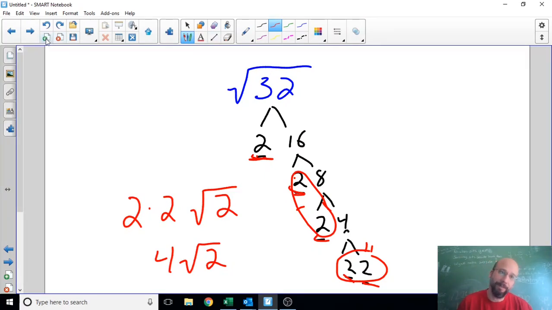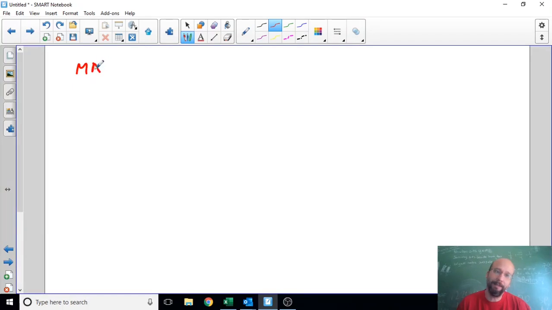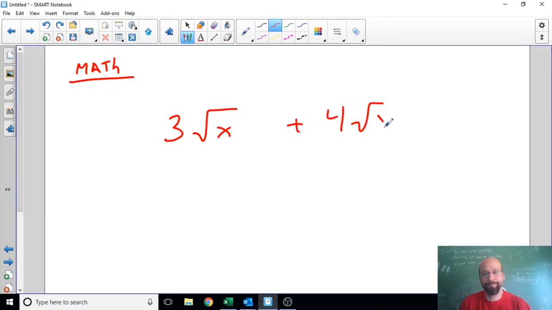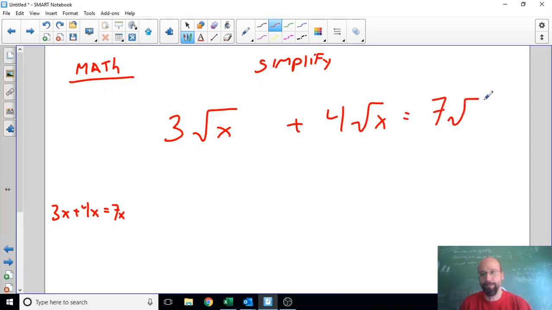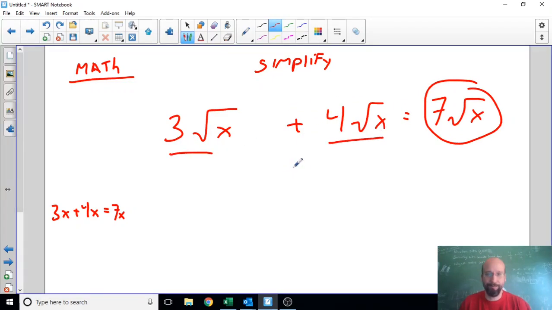All right, the last thing we're going to talk about is doing math, working with radicals. So if you have 3 of root x plus 4 of root x, you can simplify this the same way we simplified 3x plus 4x, right? 3x plus 4x would be 7x. This is the same thing, except instead of just an x, it's the square root of x. So 3 times the square root of x plus 4 times the square root of x would be 7 root x. This is simplest terms because these are like terms.